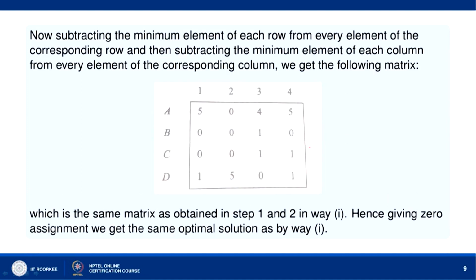So, this is what we get, which is the same matrix as obtained in step 1 and 2 in the wave 1. Hence, giving 0 assignment we get the same optimal solution as by wave 1.